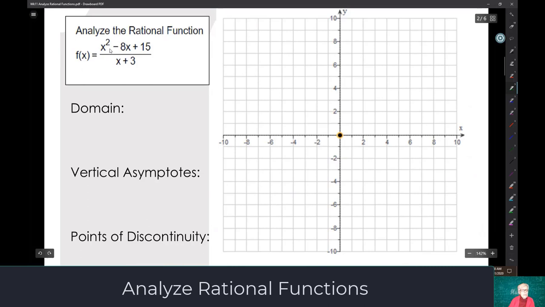f of x equals x squared minus 8x plus 15 over x plus 3. When we're finding the domain, you only look at the bottom. You take the denominator and you set it equal to 0, and you solve for x: minus 3, minus 3. So we have x equals negative 3. Now this is the number that has to be taken out of the domain because it makes the denominator equal 0.